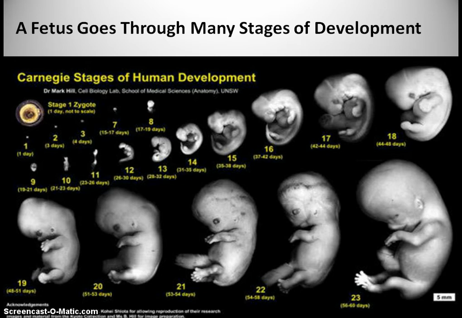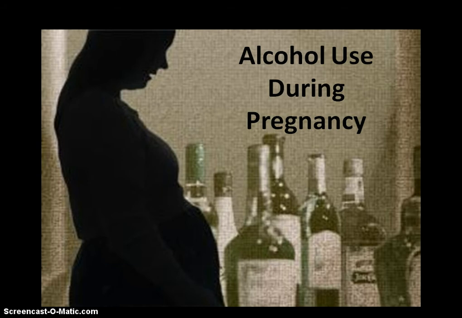A fetus goes through many stages of development. Along each stage, there are certain points of vulnerability. A substance that the mother takes can affect, hinder, or retard certain growth and development at each stage. Today we will talk about how a mother's use of alcohol, cocaine, nicotine, cannabis, and methamphetamine can affect the fetus's growth and development. Alcohol use during pregnancy.